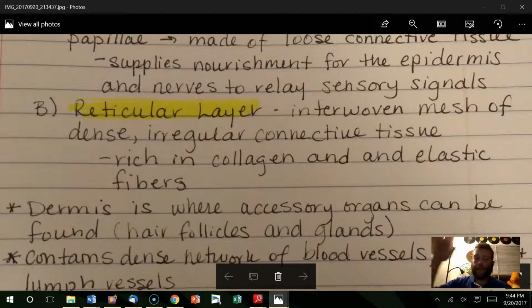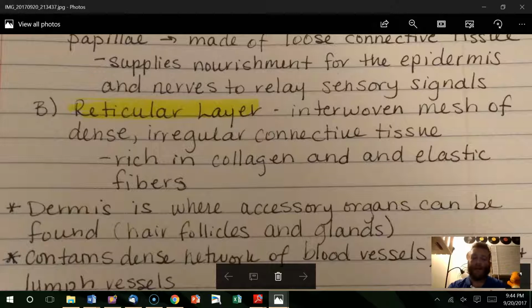So again, if you're breaking down the strata, you've got your reticular layer that is deep to your papillary layer. So if you're asked to identify that, for example, on a slide or a diagram, where you're seeing those folds, that's the papillary layer. Where it's mostly flat below that, that's the reticular layer.